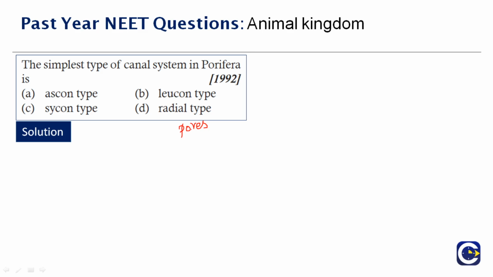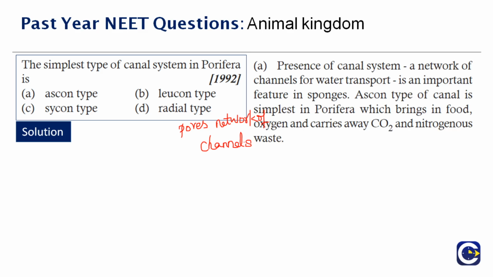So what is canal system? What do they comprise of? They comprise of networks of channels. See, the main important characteristic of a sponge is the water absorption. We all know that, right? Which is a very important feature of a sponge. Ascon type of canal is the simplest form which is found in Porifera, which brings in food, oxygen and also carries away the carbon dioxide and the nitrogenous waste from the Porifera. Therefore, the correct answer to this question is option A.